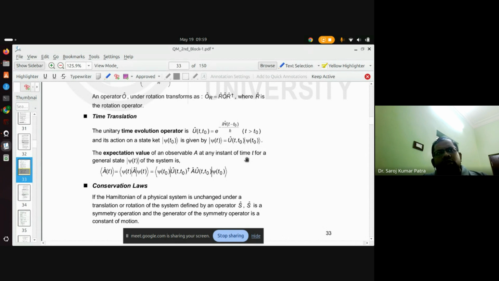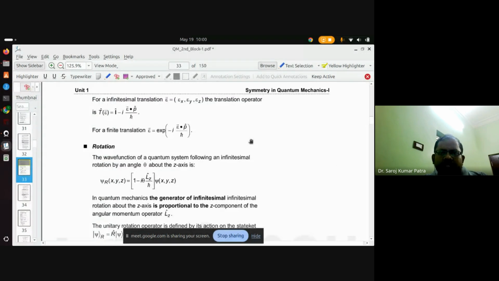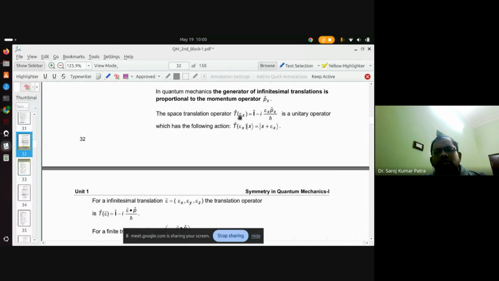But since we are speaking in quantum mechanics, the system is described by a wave function, a wave vector, right? So how does the wave vector change? We said that we actually operate with an operator on the wave function psi, which will take the wave function from Bhubaneswar to, let's say, 1 kilometer away. So what will be the form of that operator? The operator for translation would look like I minus i ε p by ħ.